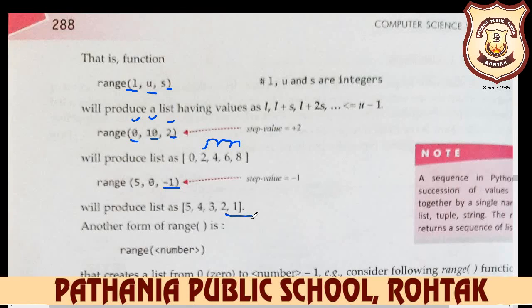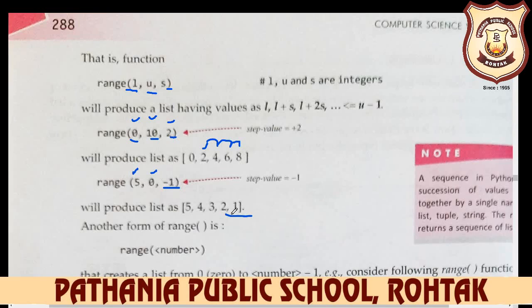Indexing: we have learned positive indexing and negative indexing. Positive indexing always starts from 0, but negative indexing always starts with minus 1, then minus 2. So here you decide your first value, the upper value, and here your lower value. So you write down 5 4 3 2 1 always.